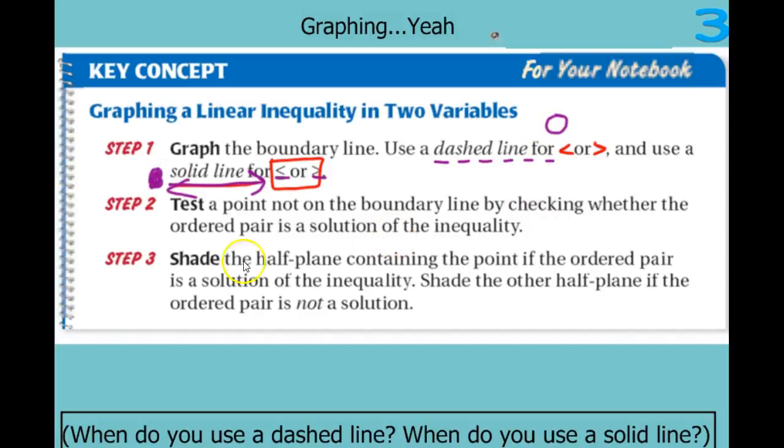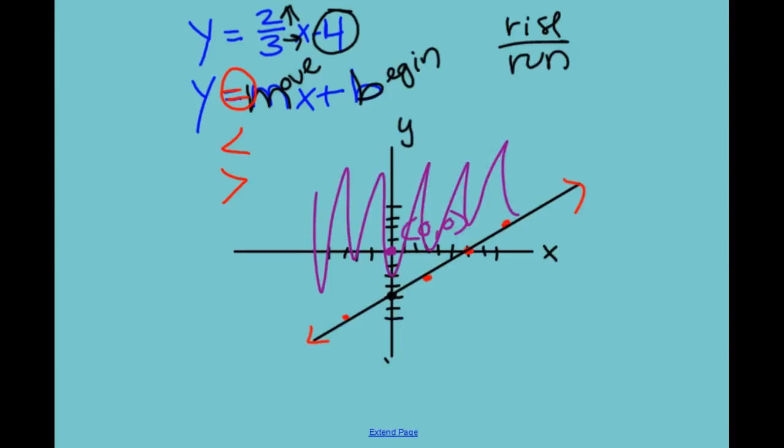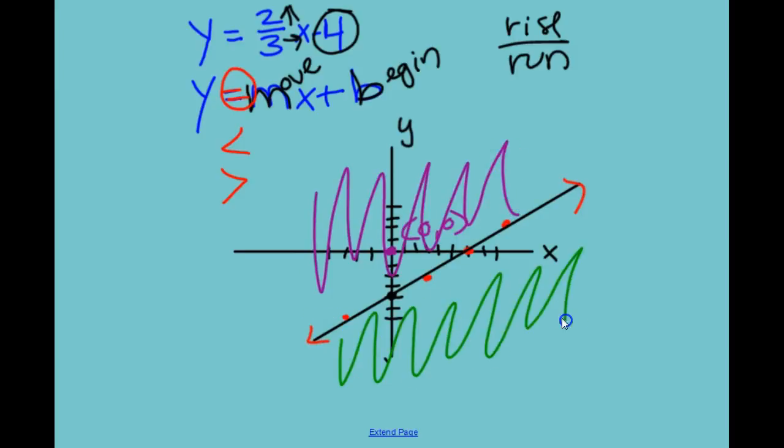Okay? So then we need to test a point that's not on the line to see whether the ordered pair is a solution. For example, we like to test 0, 0 because it's a really easy number to add, subtract, multiply, divide. So what I was saying earlier is we're going to have to shade above or below this line. If we test this point 0, 0 to see if it works, that'll tell us yes, we need to shade on this half of the graph, or no, instead we need to shade on this half of the graph.